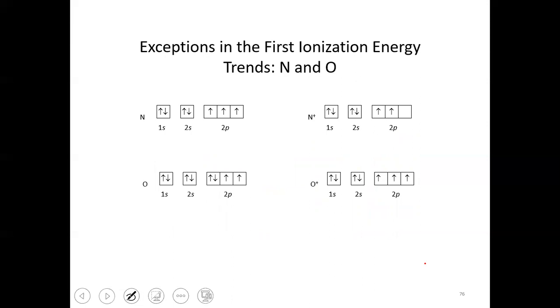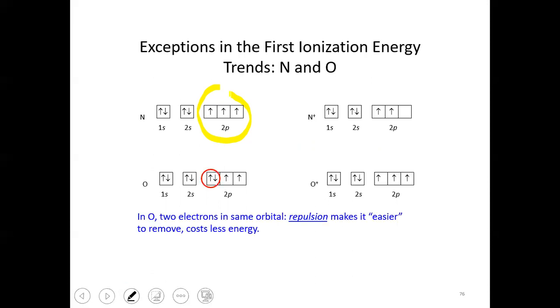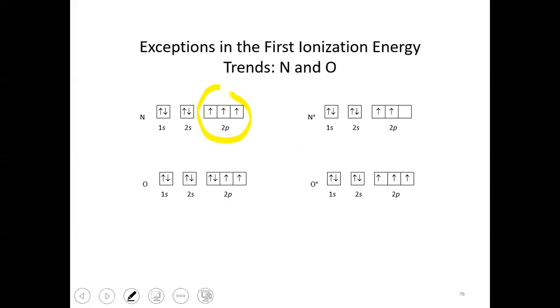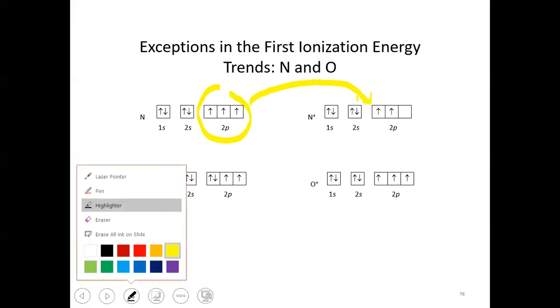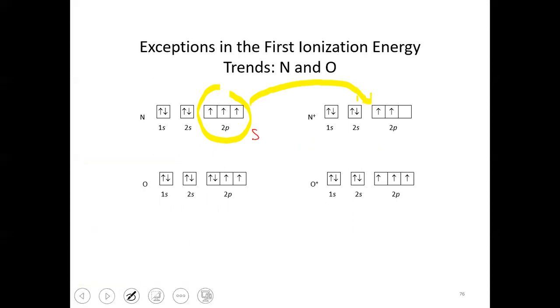Notice that nitrogen already has a pretty stable 2p sublevel according to Hund's rule. And so when I remove an electron from there, I am breaking up a pretty stable energy set. I don't know why it's not coming up here. Sorry. Anyway, what I'm saying is that this was pretty stable, and so I'm trying to break up something that's rather stable already.